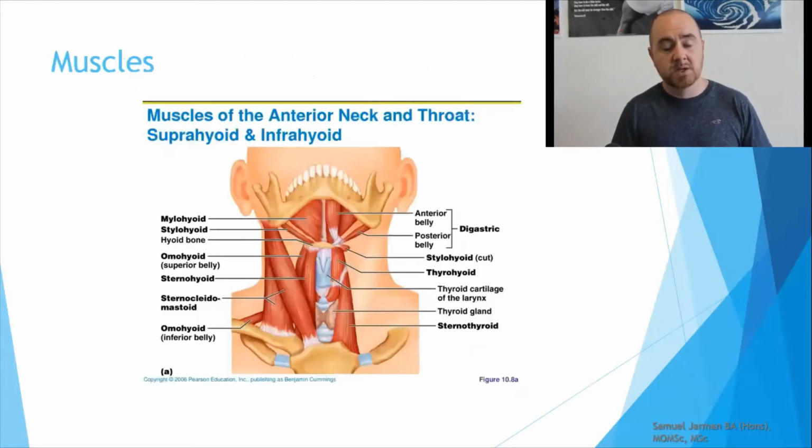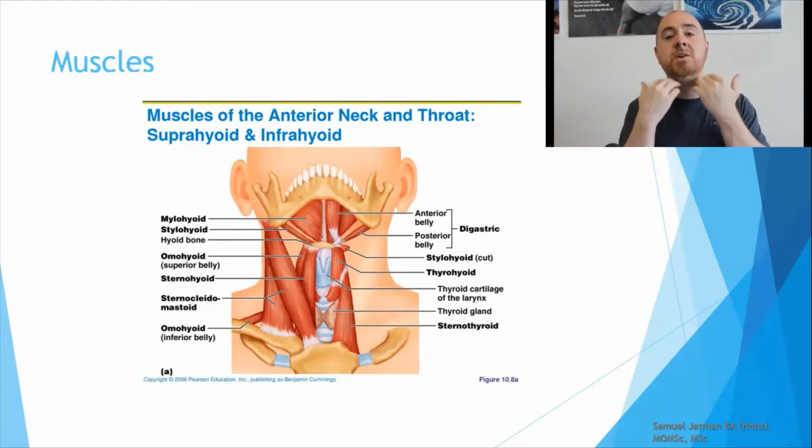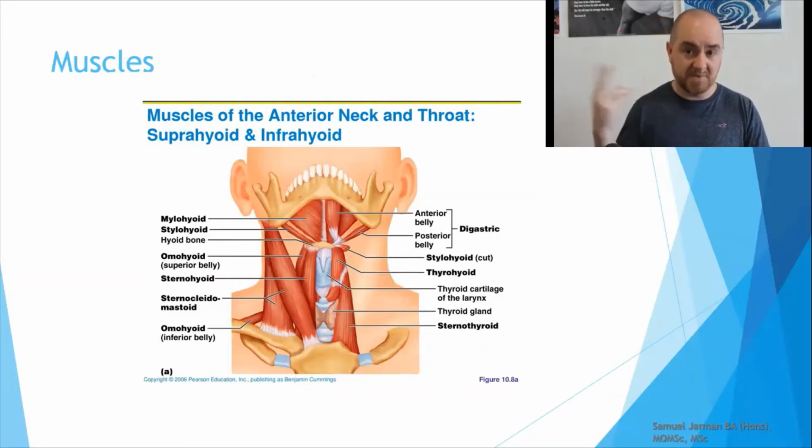So when we're looking at the muscles, we have basically the hyoid in the middle, and you're going to have the suprahyoids, or the four muscles above, and the infrahyoids, or the four muscles below. They're all pictured here, but two of them have essentially two bellies. So you're going to have the digastric as a suprahyoid muscle that has two bellies.